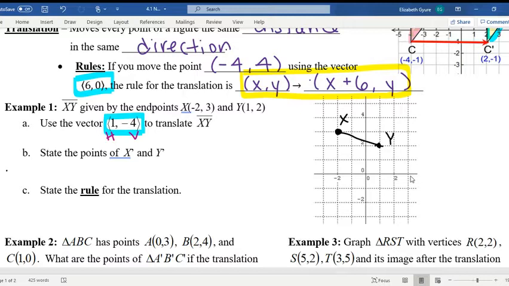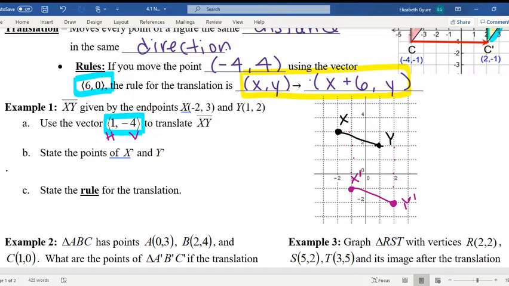I would start at X and count right 1 and then down 1, 2, 3, 4, and then mark that as X prime. Put your little dash. And then from your Y, do the same thing: count right 1, down 1, 2, 3, 4, and that's Y prime. And then connect it with your little segment. Your segment should be the same exact size, right? It's facing the same way. It just moved right and down.